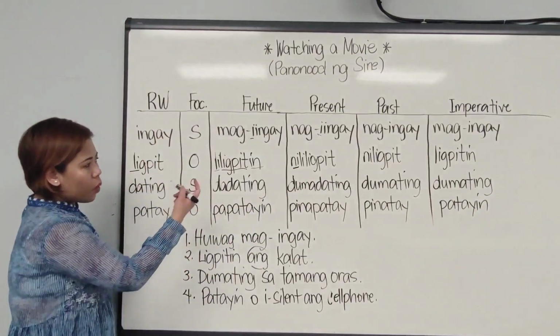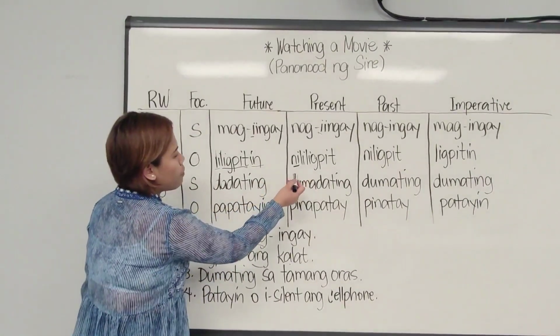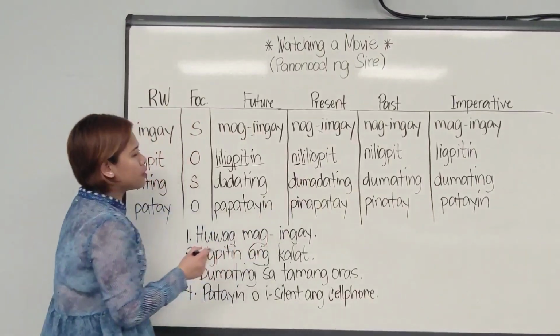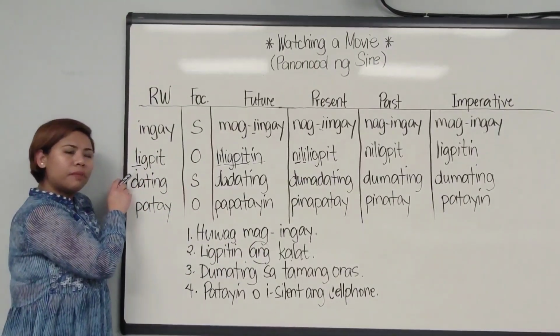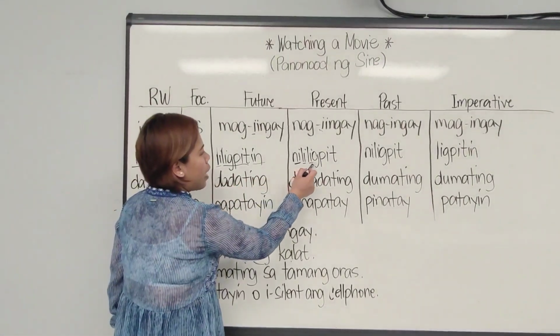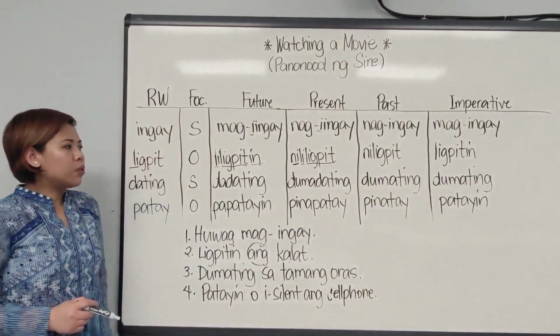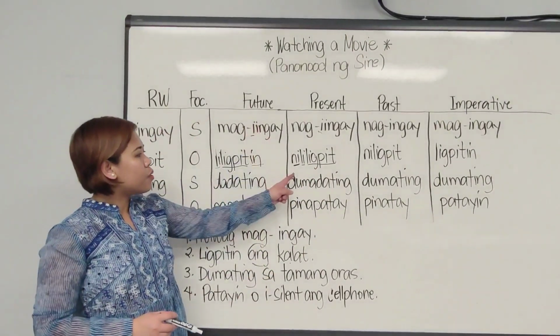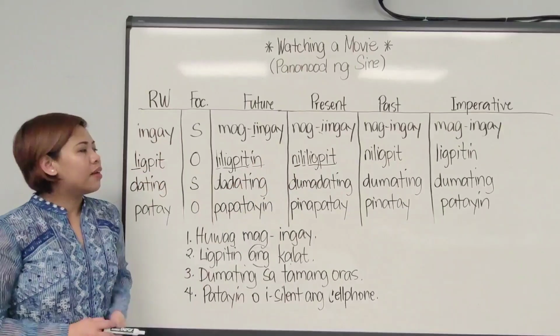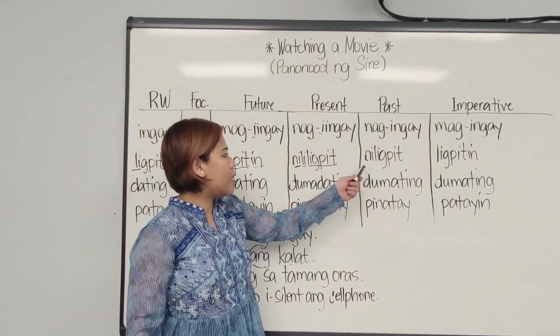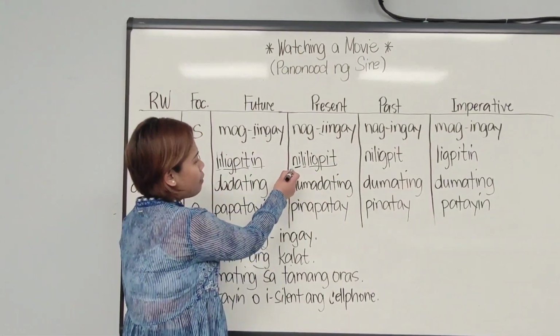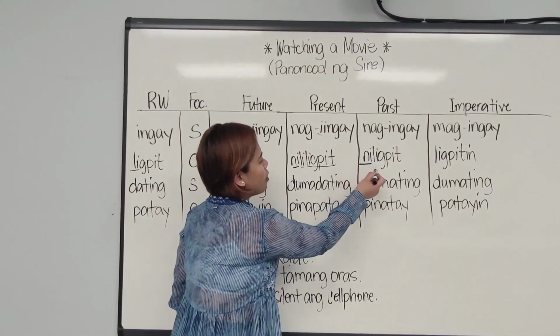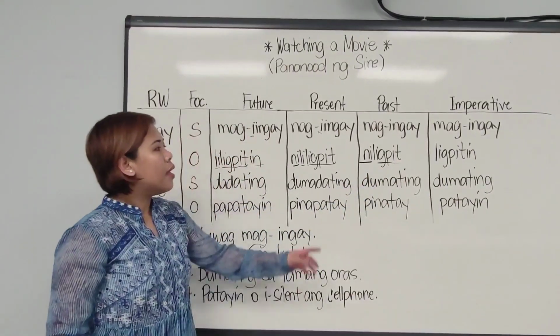We added another prefix ni and then the first syllable of the root word ligpit, and then we added the entire root word ligpit. So present tense will become nililigpit. The past tense is niligpit. We still have this ni here and then the entire root word ligpit.